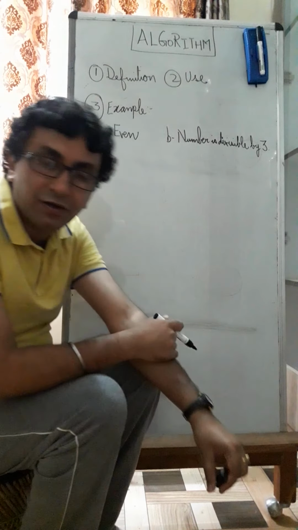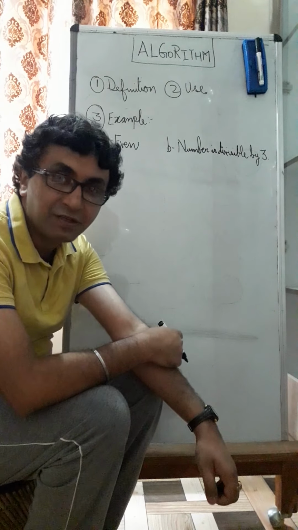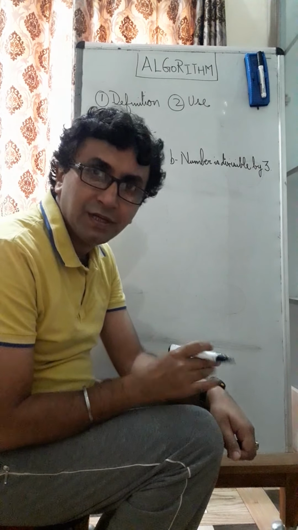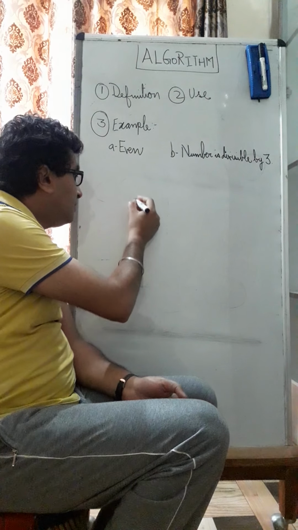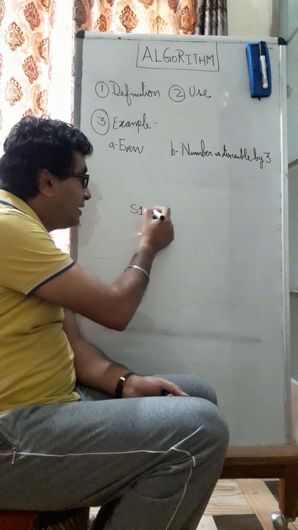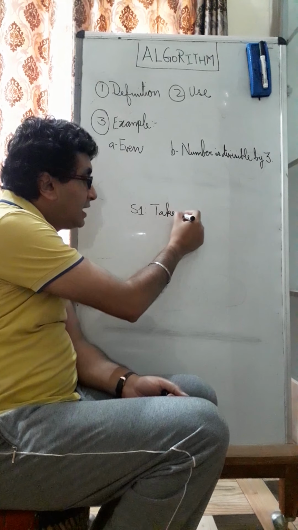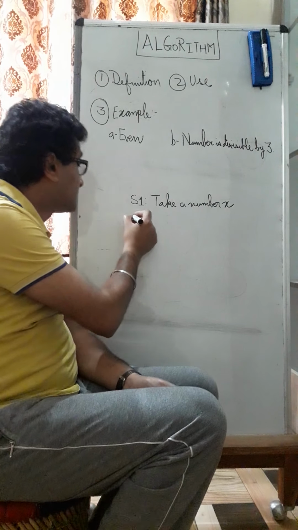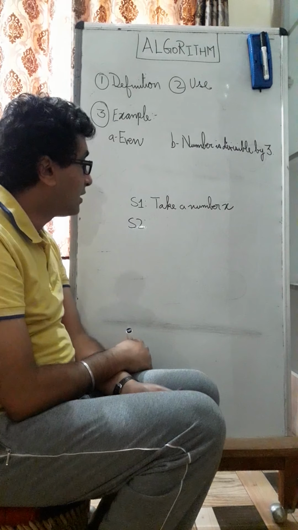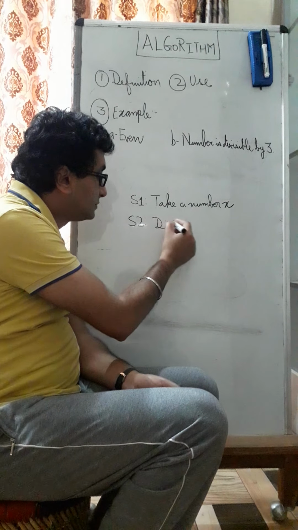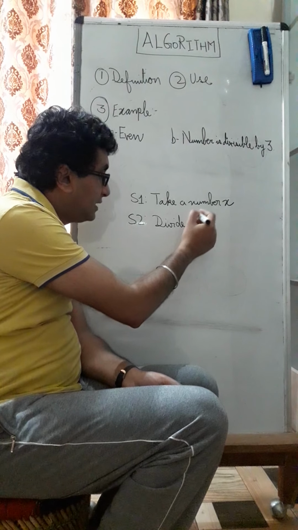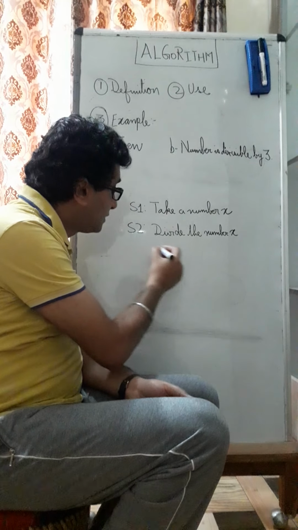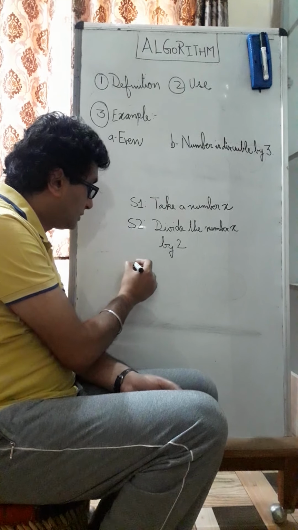Write an algorithm to see whether a number is even or not. So all of us know how a number becomes even. If a number is clearly divisible by 2, it is an even number without a remainder. So first step, what would I do? Step 1, take a number. Let's say the number is x. Step 2, divide the number x by 2.